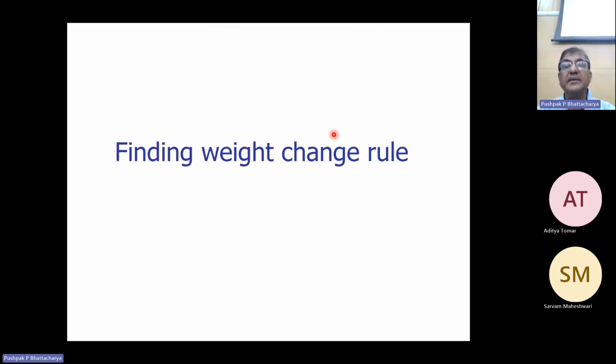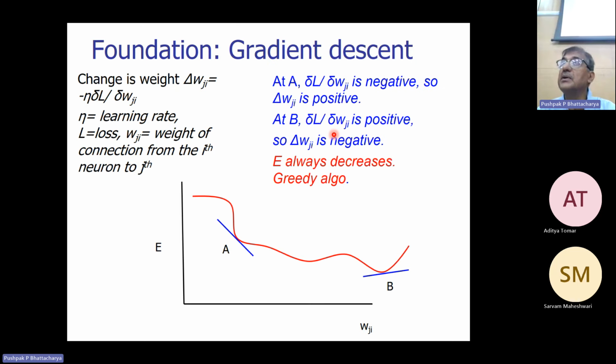So from these, we derive the weight change rule in case of the softmax and cross entropy combination. The basic rule is gradient descent. We have seen that gradient descent is a greedy algorithm. If the gradient is negative, the weight change is positive, so that the operating point moves in the direction of reduction of error. If the gradient is positive, then the weight changes in the decreasing direction, so that again the error reduces. So it's a greedy algorithm and therefore it can get stuck in a local minimum.